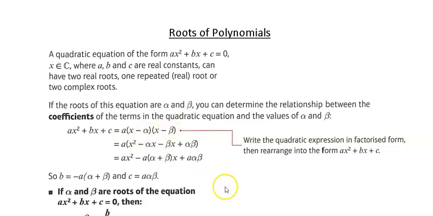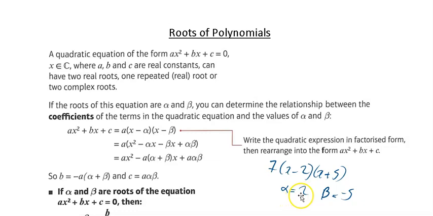So if you imagine a could be 7, so it could be 7 times (x minus 2)(x plus 5), and the two roots would be alpha, which would be equal to 2, and beta, which would be equal to minus 5. So it's just a two-solution thing. Normally you'd say x equals 2 and x equals minus 5, but the roots really are 2 and minus 5.